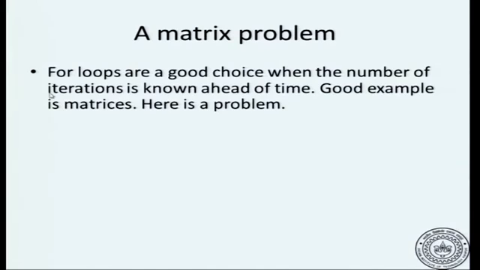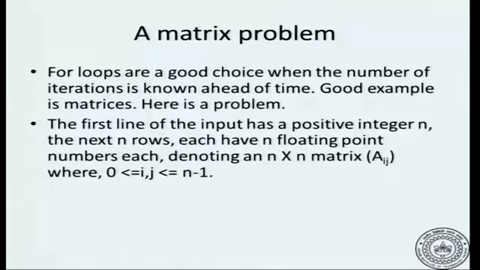A good example of such a condition is when you program for matrices, because the dimensions of the matrices are known in advance. So let us consider a sample problem. The first line of the input has a number n. Now the matrix size is n cross n, and there are n floating point numbers in the matrix given row by row. Each line contains a distinct row.